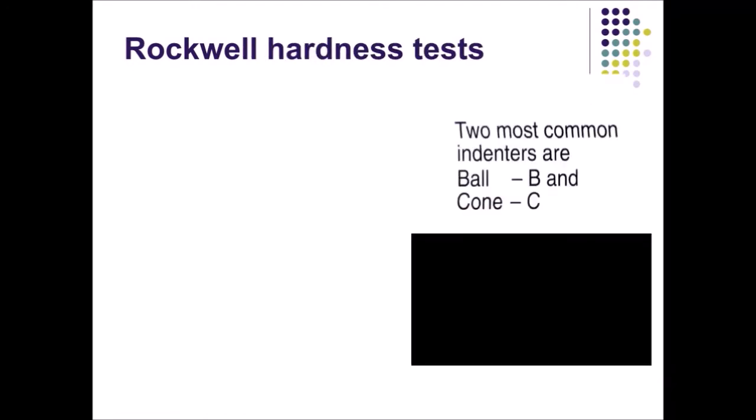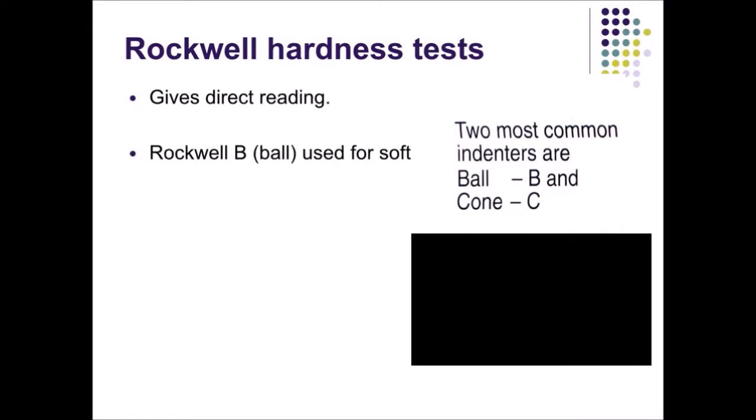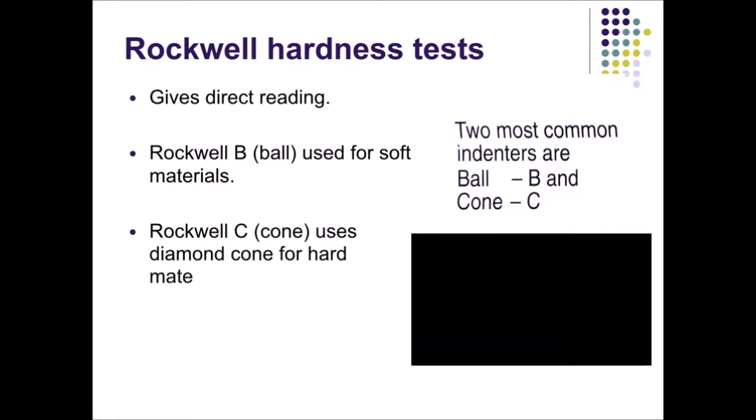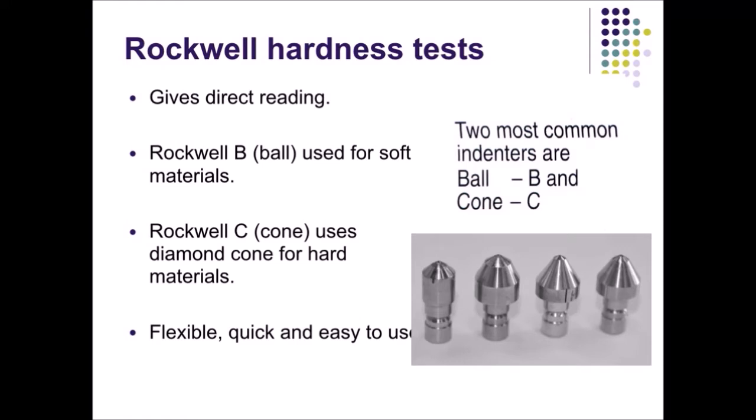Next is the Rockwell hardness test. In the Rockwell hardness test, we use the most common indenters, that is the ball and the cone. The cone gives a direct reading, so Rockwell B ball is used for soft materials and Rockwell C cone, made of diamond, is used for hard materials. Flexible, quick and easy to use.